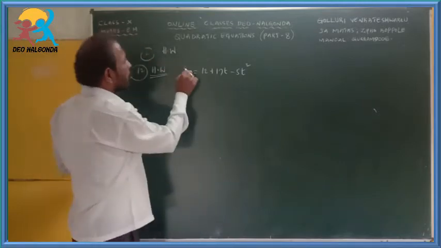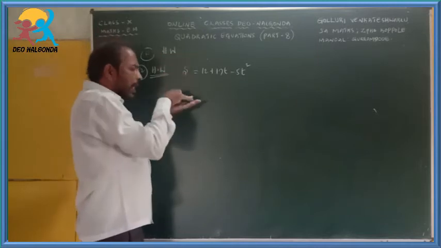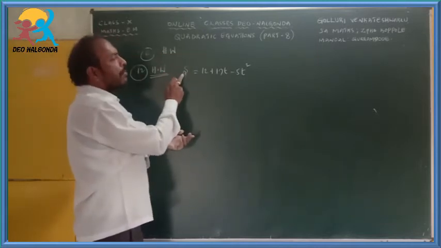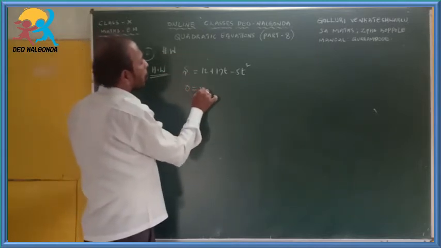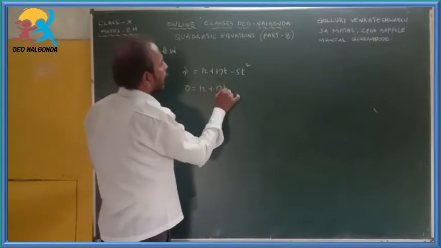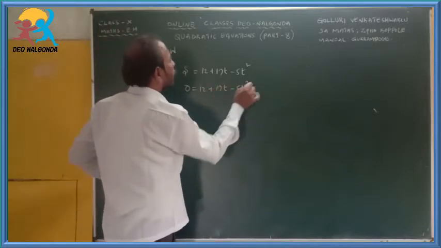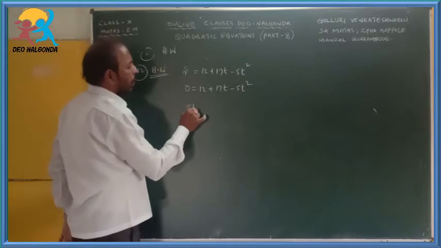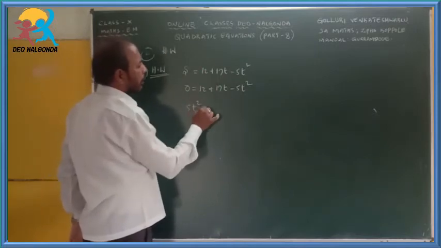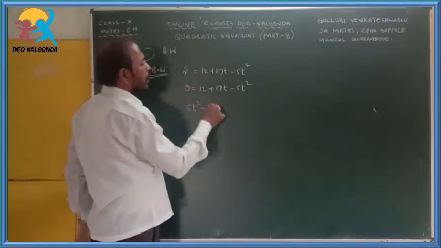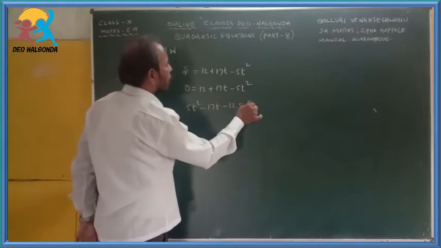Here the distance value is 0. When it touches the ground, the distance value, s value, becomes 0. So 0 is equal to 12 plus 17t minus 5t square. Transposing minus 5t square gives plus 5t square, transposing plus 17t gives minus 17t, and transposing plus 12 gives minus 12 is equal to 0.